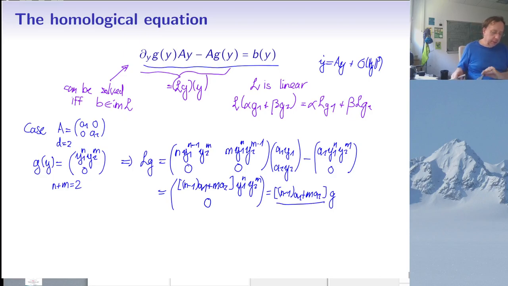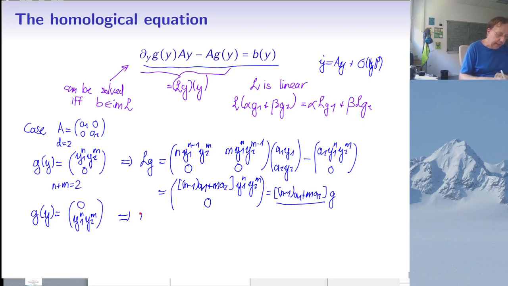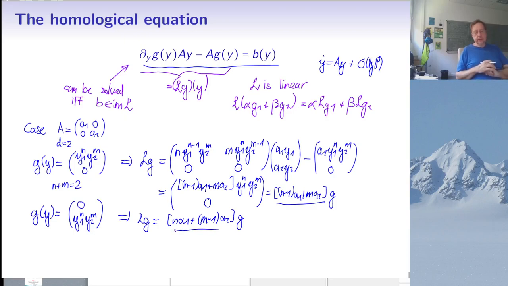And we can do a similar computation for g of y of the form 0, y1 to the n, y2 to the m. And what we find then is that L g is equal to n times a1 plus (m minus 1) times a2, times g. So we have these other types of eigenvalues here.